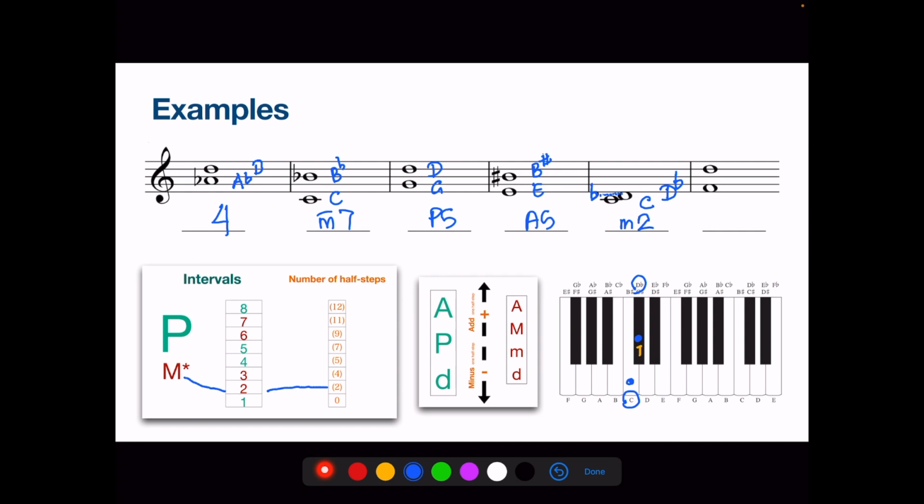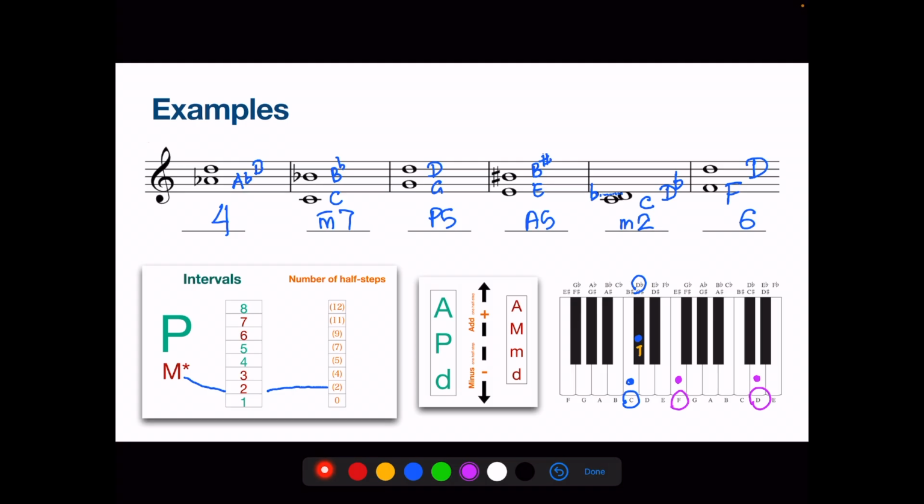Okay, now last example. The last example, we have F and we have D. So from F to D, let's count the letter names. F, G, A, B, C, D. 1, 2, 3, 4, 5, 6. So that's a sixth. We still don't know whether it's a major, minor, augmented, diminished. So first thing we want to do is to go to the piano and plot them. So go to the piano, starting from an F, and then we plot D, which is the next note, right? F and D. So it's a sixth.